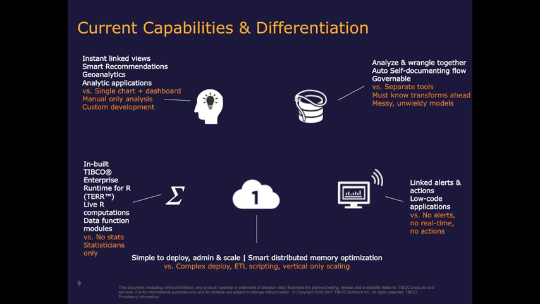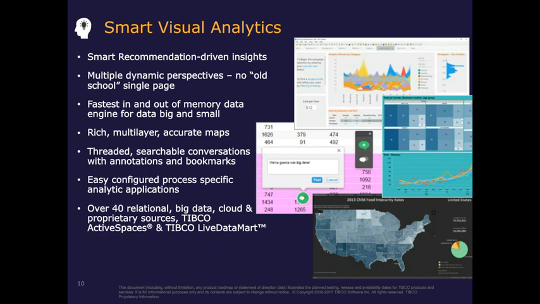First off, smart visual analytics. As I mentioned, Spotfire provides recommendation-driven insights so that you can very quickly get recommendations on which visualizations best fit your data. Get multiple perspectives on your data, so not a single page, not a single view of the data, but automatically linked views. And visualizations are only useful if they're responsive. So we have the fastest data engine for working with data, both in memory as well as data that stays within the data source. Rich, beautiful, multi-layer maps that Hector will be showing in a moment.